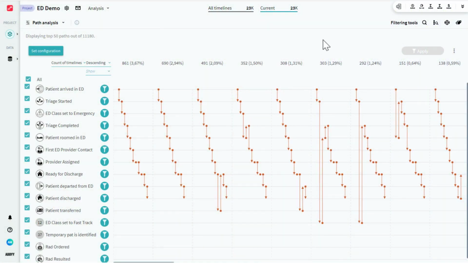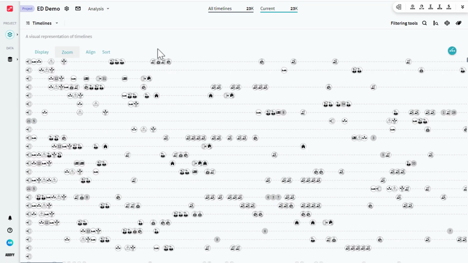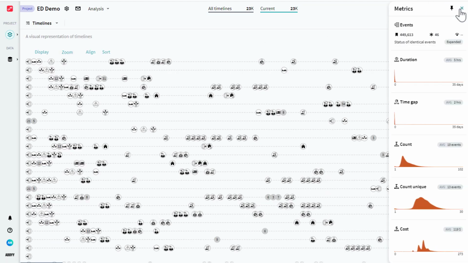Another form of analysis that we can take advantage of while having this cost information is the ability to filter and scope our timelines by how much they cost. So let's take a look at that. We'll go into our timelines view, and I'll click on this cost metric.